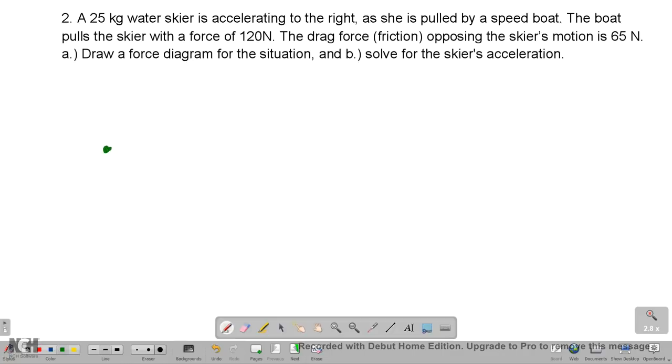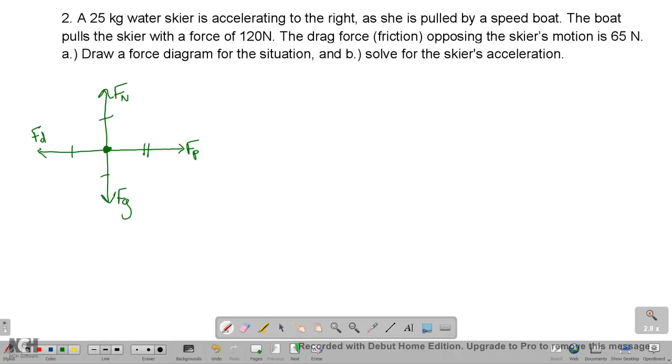So for our force diagram here, we know that the skier is being pulled to the right, so I'm going to call this FP. If you want to call that tension force FT, that's also fine. We've got drag going to the left, or the friction opposing the motion, but we do know that the pull force, or the tension force, is larger than the drag force. And then of course we've got FG and FN, which are equal in this case.